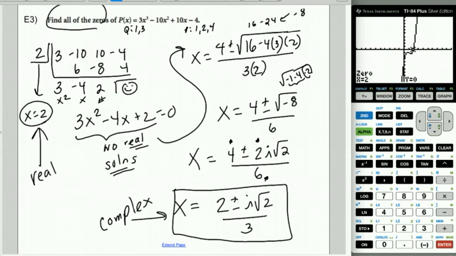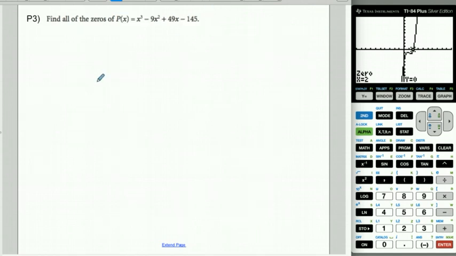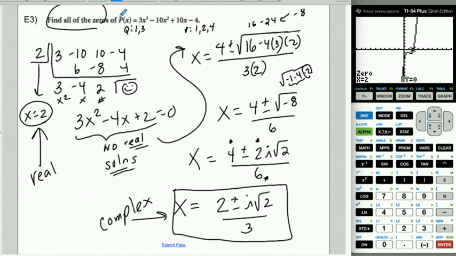But those are my roots. So go ahead and give P3 a try, and then we'll keep moving forward and we'll talk a little bit more about complex roots. But again, you're finding all the zeros, right? So we want when this thing is 0, right? And I should have written that there too. I didn't bother to write that we want when this thing is 0.